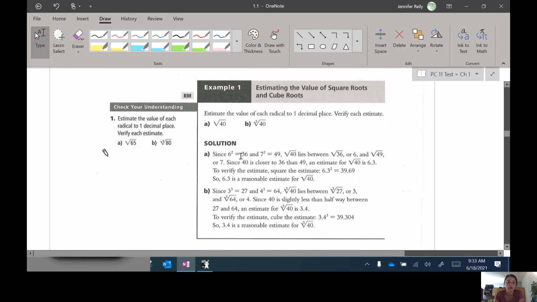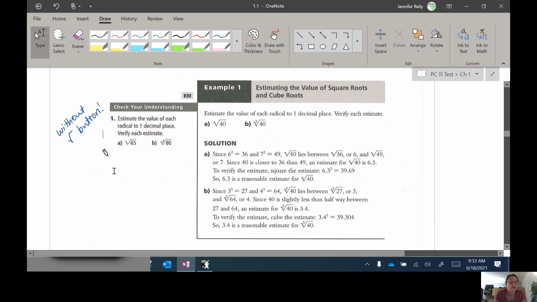Okay. And we'll skip that, and we'll go to our first example here. So I'm going to do the check your understanding. If you want to read through the example that they go through, you can. But we're asked here to estimate the value of the radical to 1 decimal place. So these aren't going to work out perfectly. They're not perfect squares or perfect cubes. And so we're going to need to estimate. And we're going to do so without using the square root button on our calculator. Without any radical button.